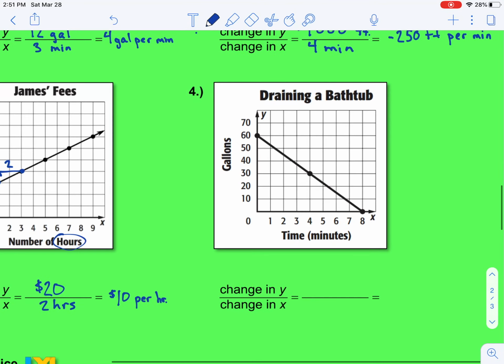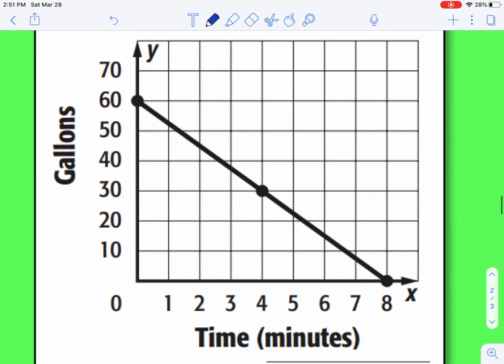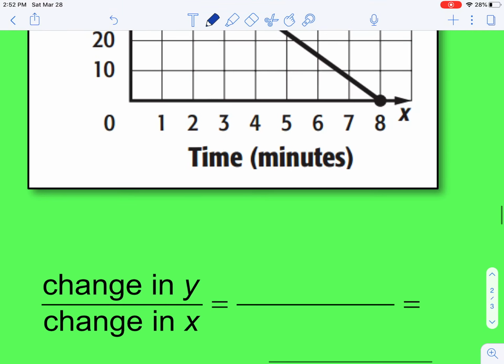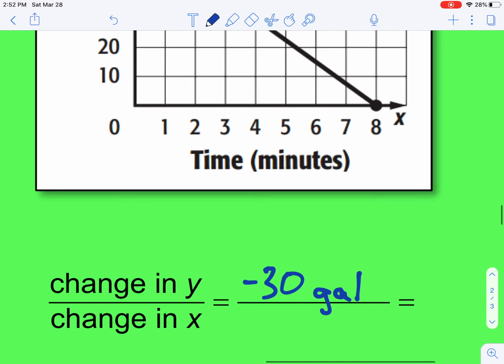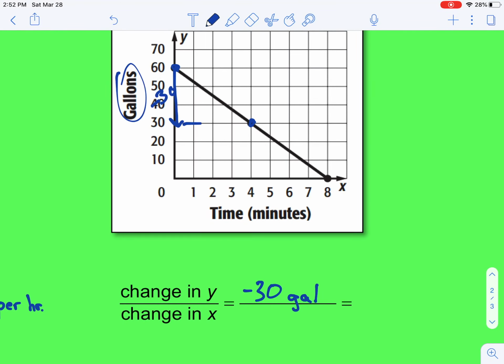Alright, last one. I can pick multiple points again. I'm just going to pick my first 2 there. I'm going to do y first. So I'm going down, so it should tell you what kind of number I'm talking about here. And it looks like these ones count by 10. So that is 30, but it's negative because I'm going down, and it's gallons. And then I need to go over to my next point, and those are counting by 1, so that's 4, and it's minutes.